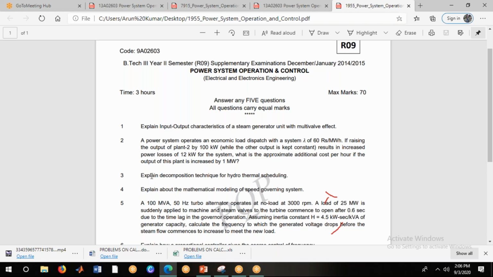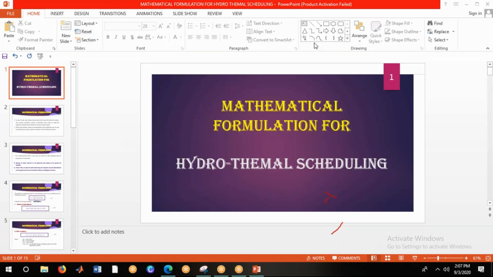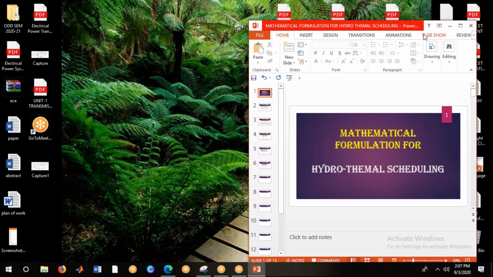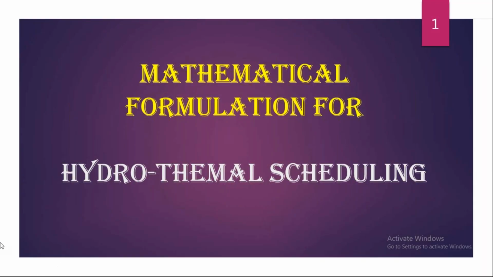So please listen carefully while we discuss that. It is very simple, but you have to remember 2-3 equations. No problem. The equations should be similar to what we discussed in the first unit. So now let me move on to the topic, that is, mathematical formulation for hydrothermal scheduling. Right. So this is the most important question from the second unit, Part A. So don't neglect this question.